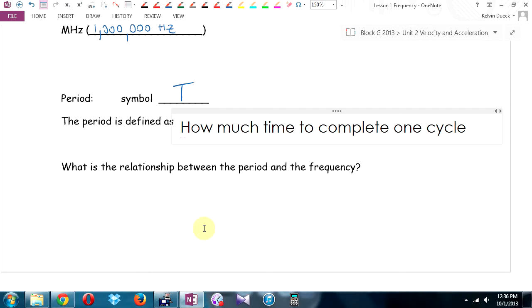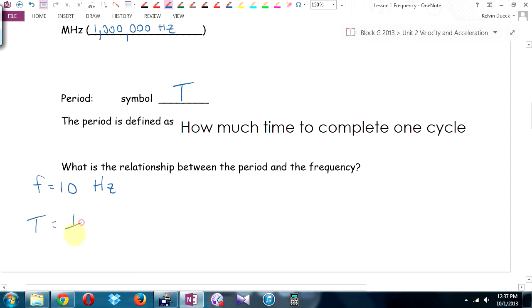Let's suppose that the frequency is 10 hertz. That means you go around, listen close, 10 times per second. How long to go around once? If you can go around 10 times every second, how long to go around once? Think about it. If you can go around 10 times every second, doesn't that mean it only takes you 1/10 of a second to get around because you can get 10 of them in 1 second? Does that make sense? Okay.